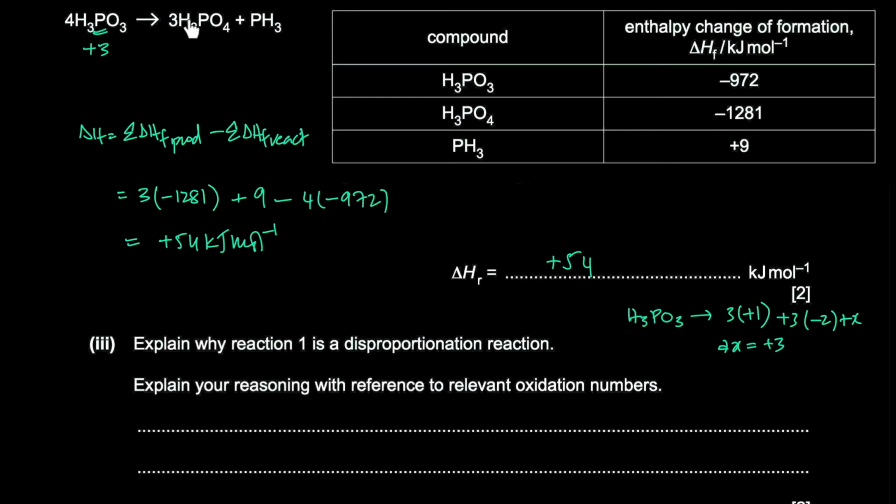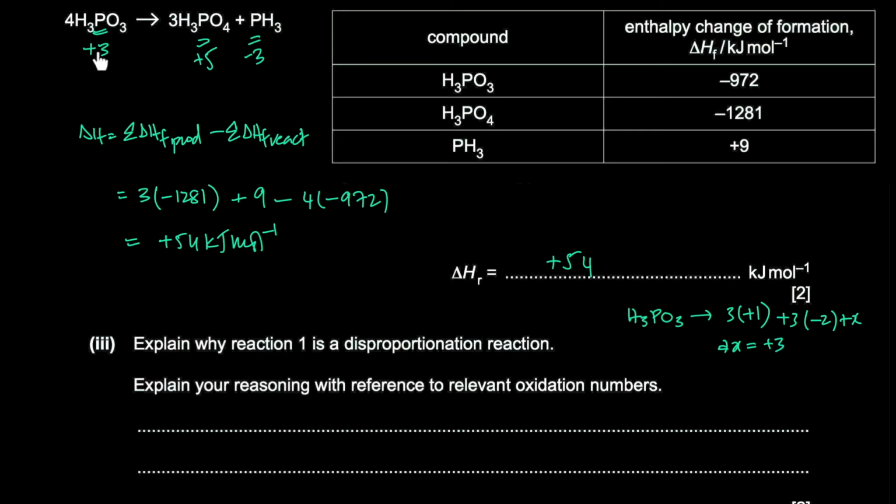They've said that this is phosphoric(V) acid, so phosphorus is +5. You can calculate that as well. You have 3 hydrogens, which are +1 each, so that's +3. You have 4 oxygens, which are -2 each, so +3 and then -8, that's -5. So phosphorus is +5. But in the question they've said that this is phosphoric(V) acid, so you don't need to calculate it, but you can. And then in PH3, that's phosphine, phosphorus is -3 because the 3 hydrogens are +1 each, that's +3, so phosphorus must be -3.